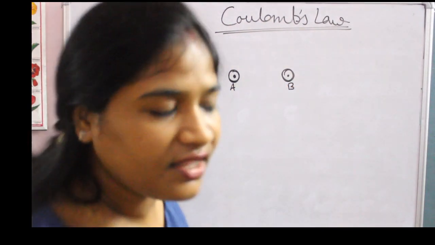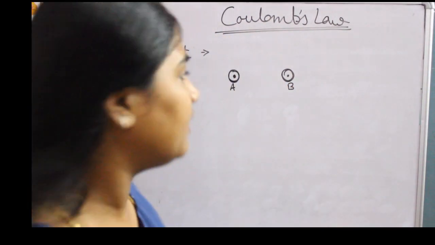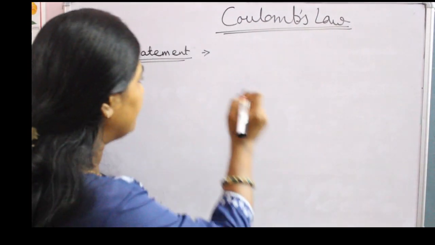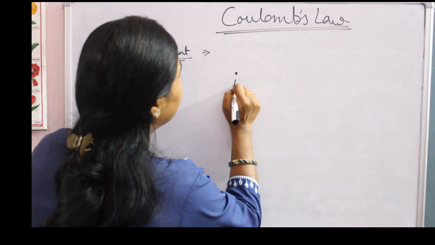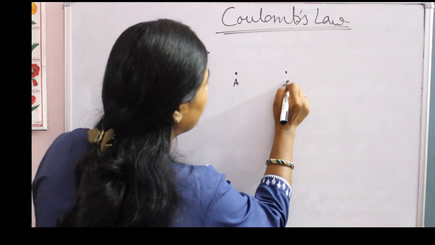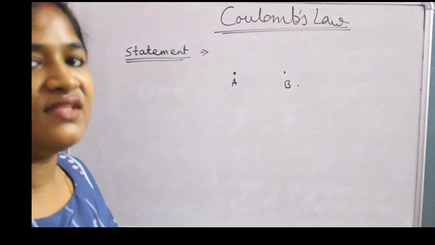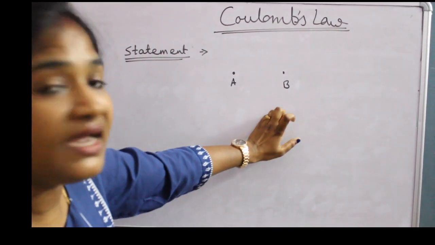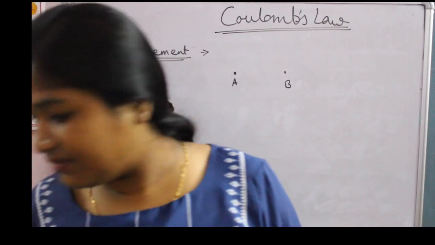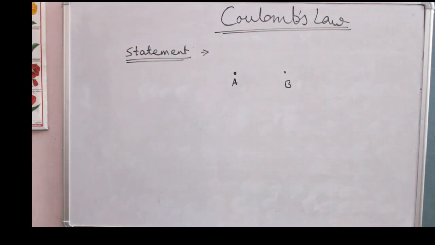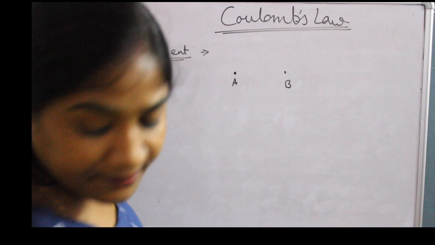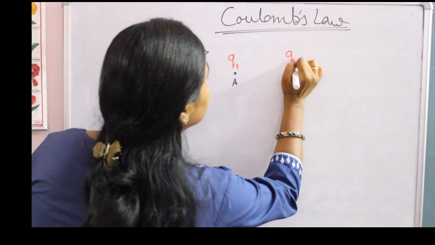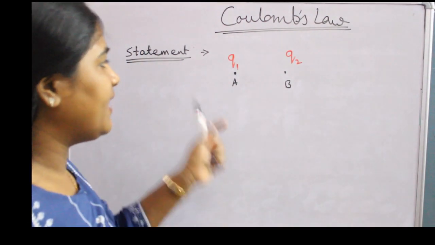If you have any confusion, then I will take them as points. Point दिखेगा ना आप लोगों को. So I will take them as point objects: this is the point A and this is the point B. Now what Coulomb's law says: let the two charged objects A and B have the charges Q1 and Q2.